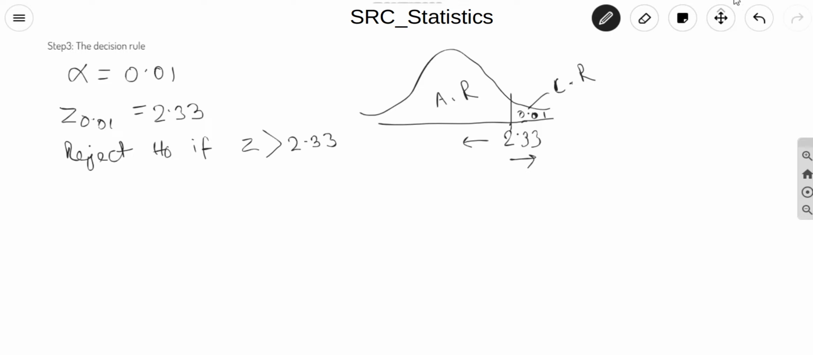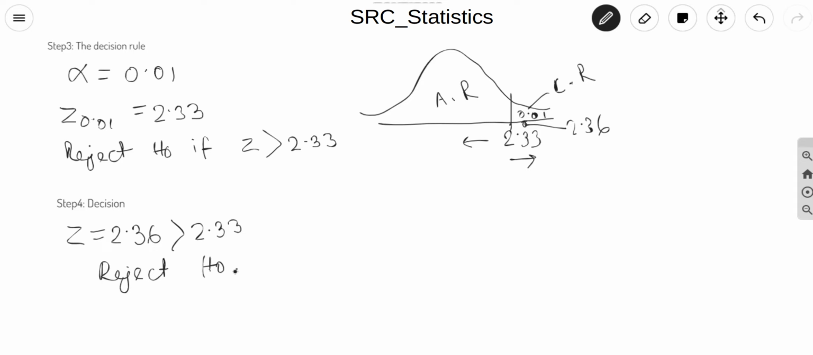Okay, now we go to step 4. Step 4 is the decision. That is, we compare the value of the test statistic, which was 2.36, with the critical value. We can see that 2.36 is greater than 2.33. That means the value of the test statistic will be somewhere here, so it is in the critical region. Therefore, we reject the null hypothesis. So our decision is to reject H naught.